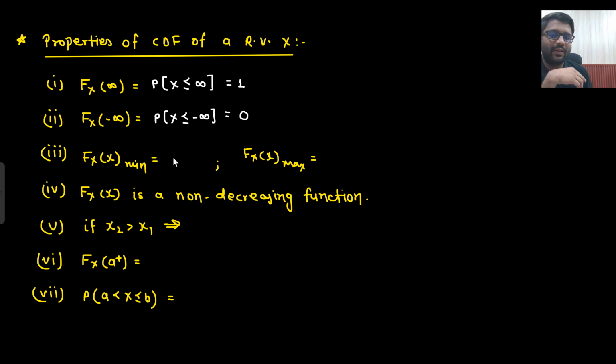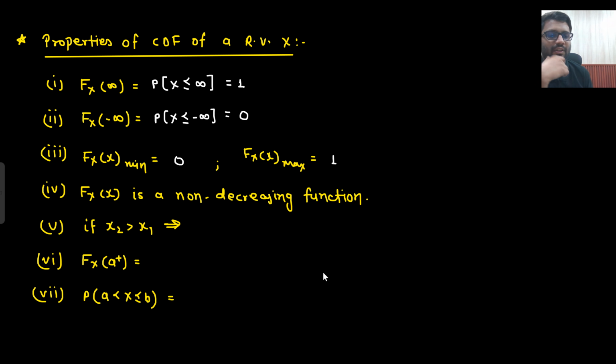What is the minimum value? That is 0. What is the maximum value? 1. So it can never be negative as well, right? Minimum value is 0, maximum value is 1. So from 0 to 1 it will go, because it is representing probability only. Although it is representing the probability of being less than or equal to a particular value, surely it is a probability, and probability will always be between 0 to 1. So CDF will always be between 0 to 1 only. It is a non-decreasing graph.